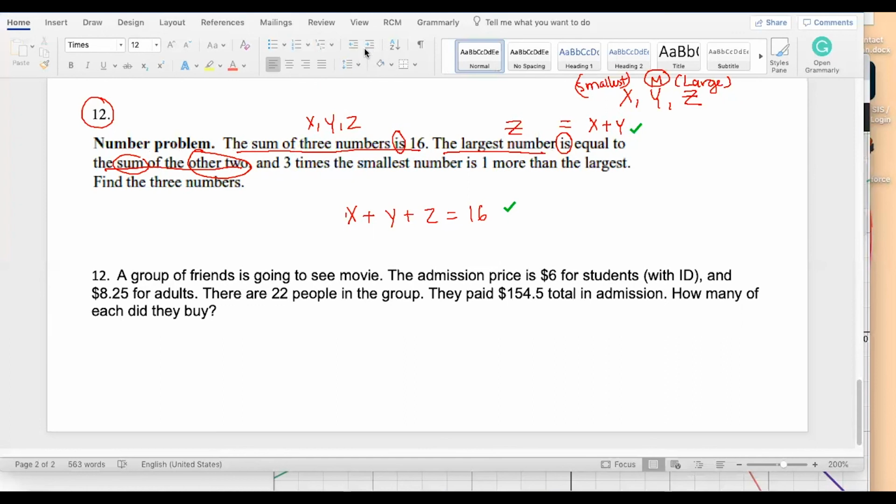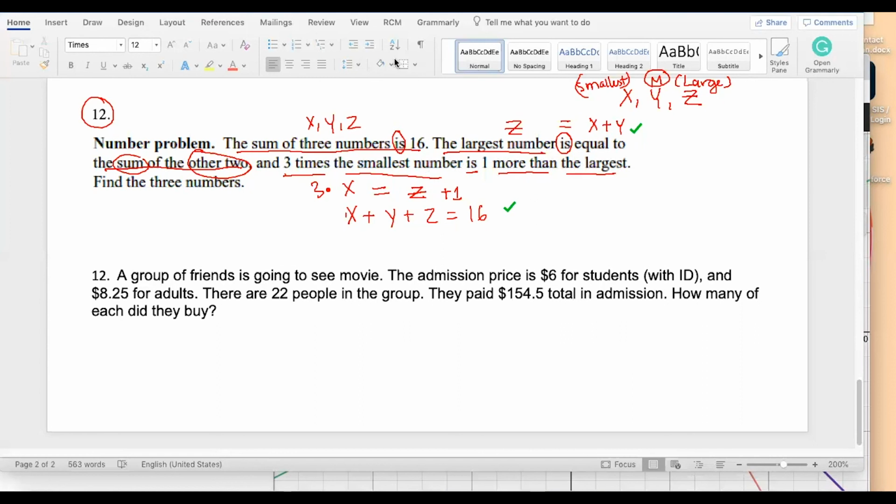Okay. And the last sentence, again, I'm going to take it exactly like it reads. 3 times the smallest number, which would be 3 times X, or 3X, equals 1 more. So I'm going to put plus 1 at the end. I just like to keep it consistent like that. Then the largest, which is Z. So 3X equals the largest number Z plus 1.